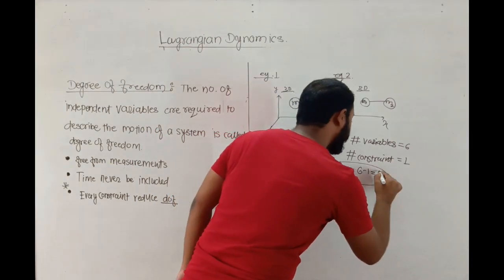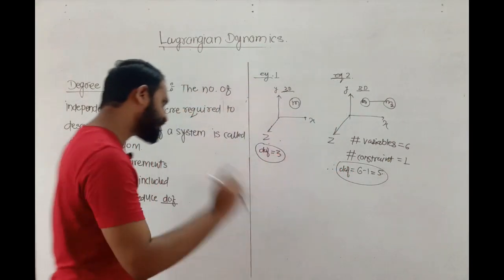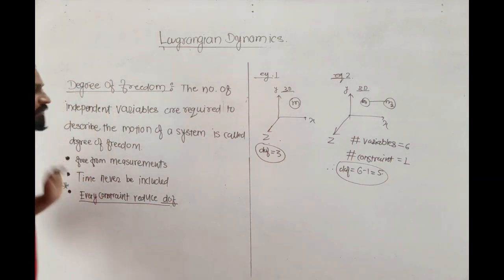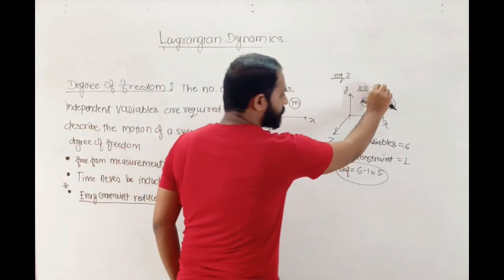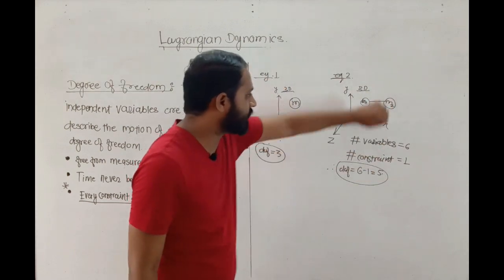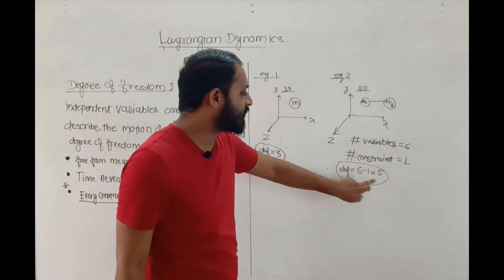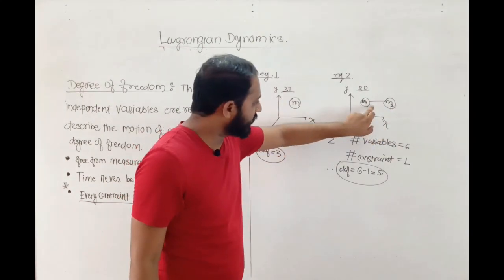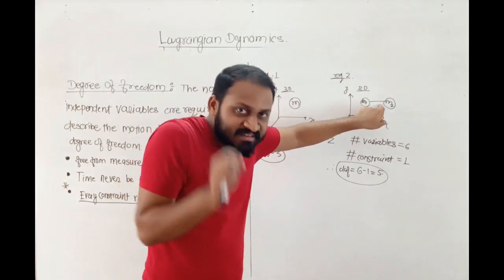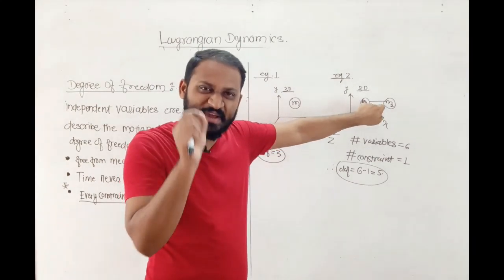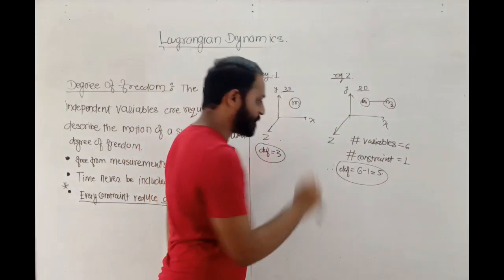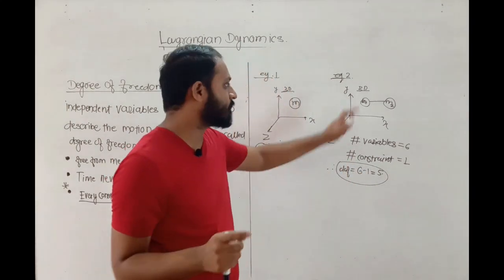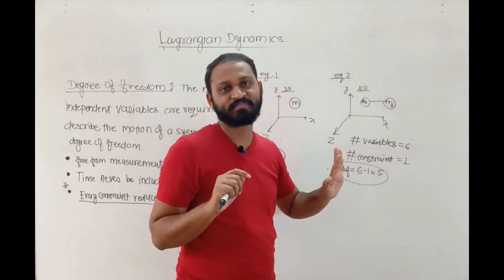Degree of freedom is how many? 5. Now see, note this, every constraint reduces a degree of freedom. If there is an absence of constraint, if this constraint was not here, then the degree of freedom would be 6: m1 3, m2 3. But here is one constraint, and that constraint reduces the degree of freedom by 1, and the degree of freedom comes to 5.